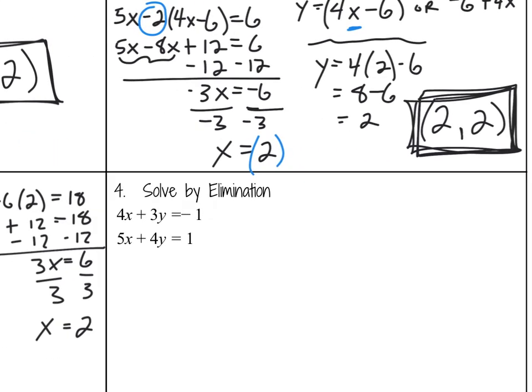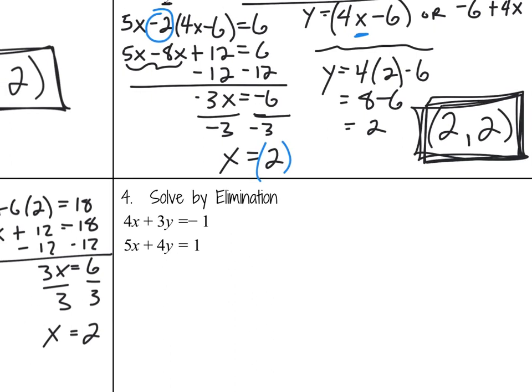Number 4 then is, again, solving by elimination. This one will wind up being just a little bit more complicated. I am going to have to multiply both equations by something. Now, again, I'm going to tend to choose numbers that I like to play with. You could, of course, solve for something else.